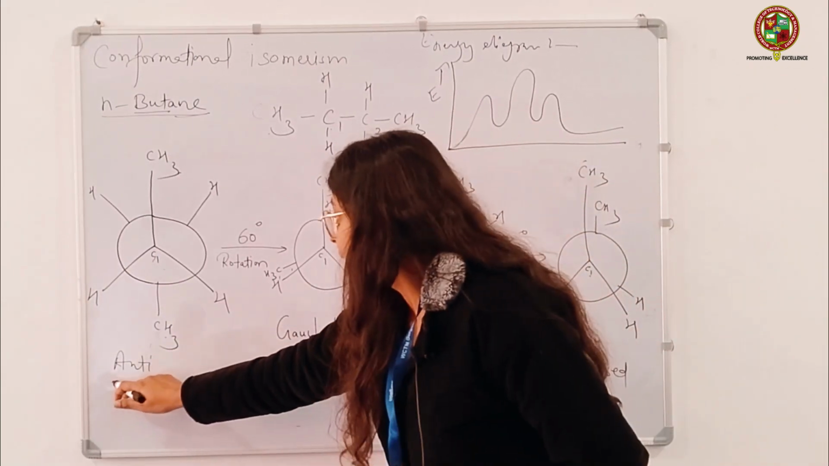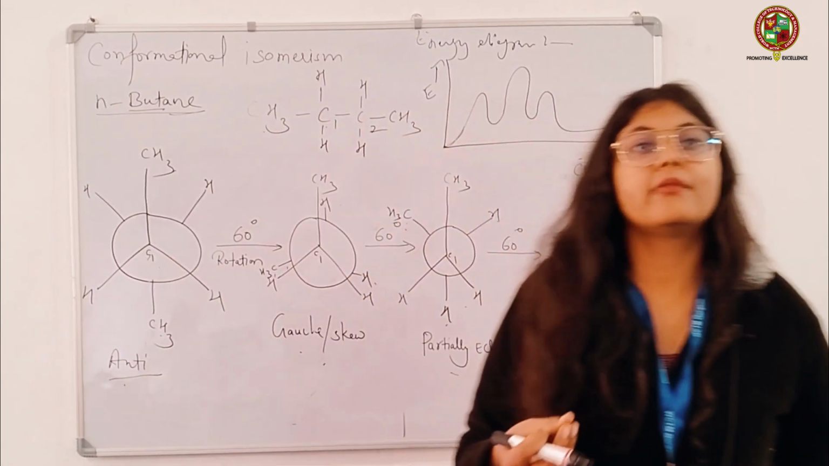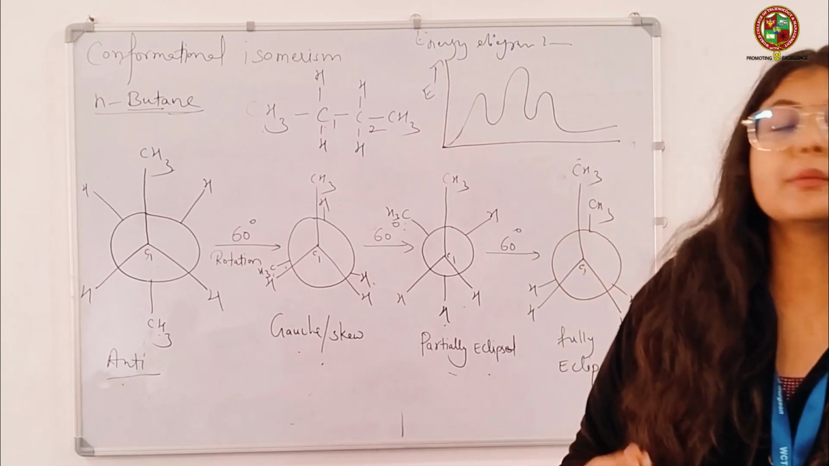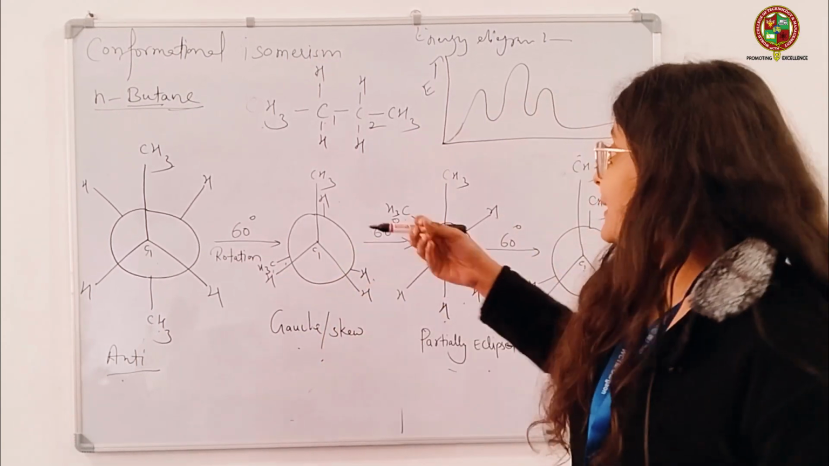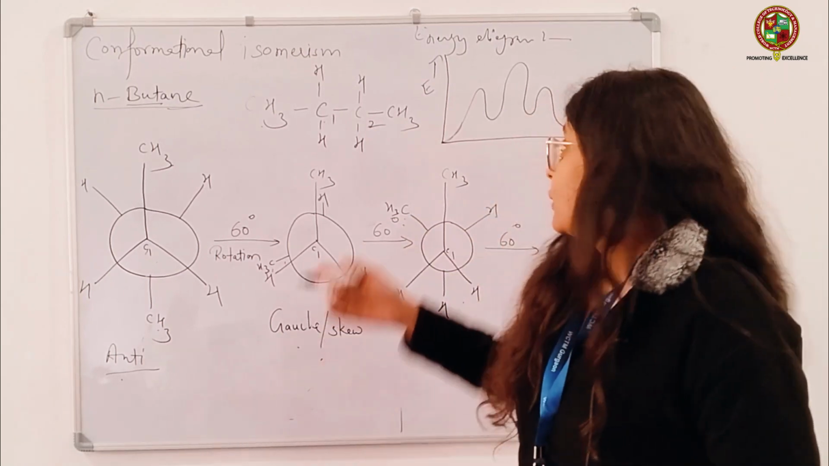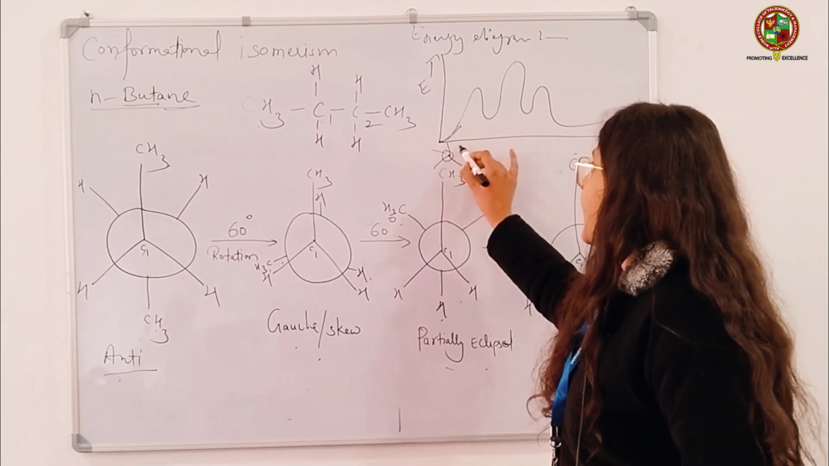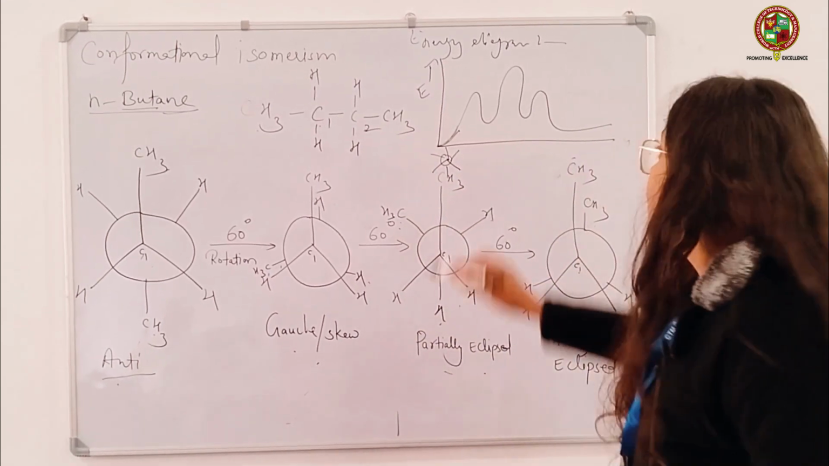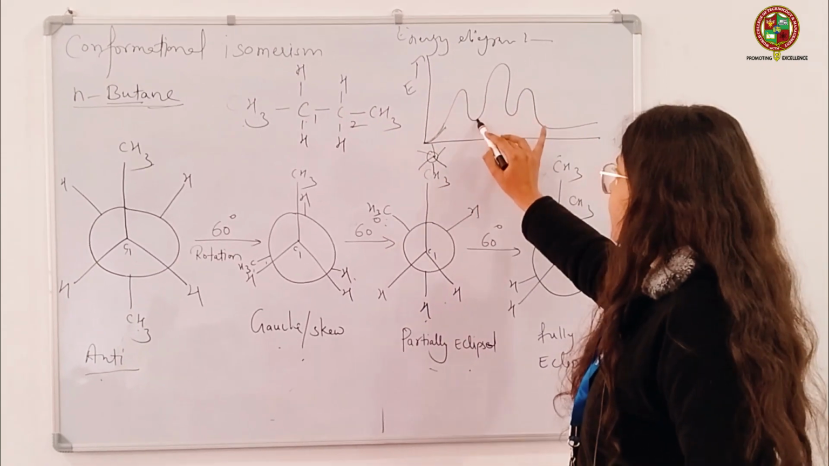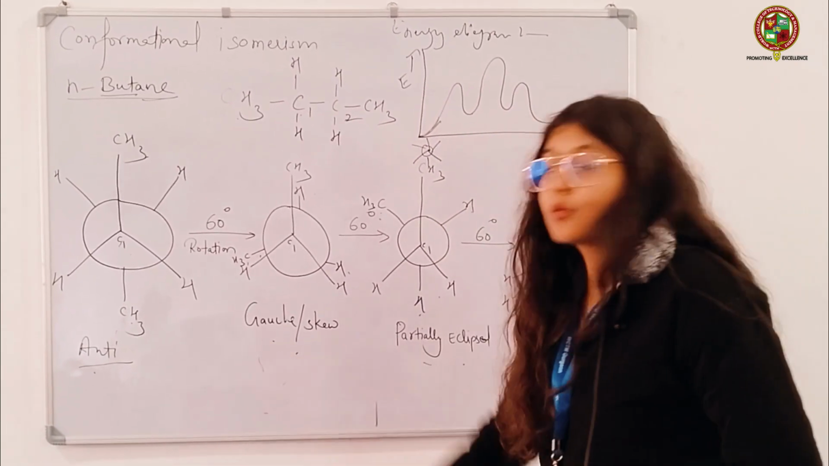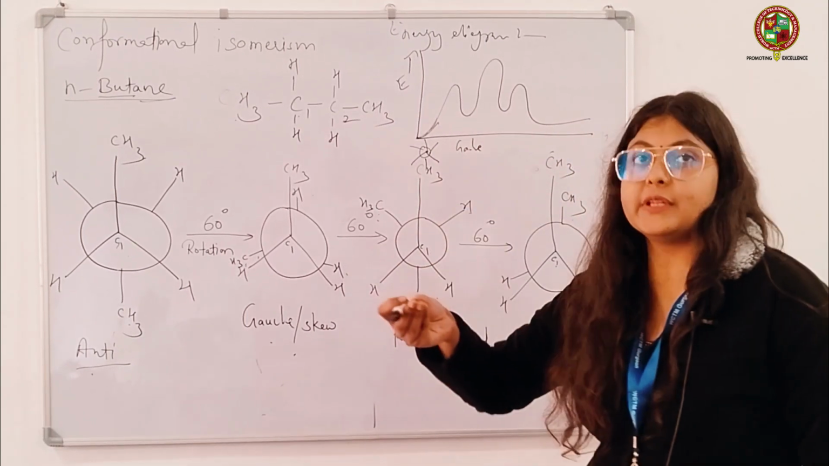As you can see, in the anti-conformation the CH3 groups are far apart, so steric hindrance is very less. That means the structure is already stable, so we need less energy to stabilize it. So we have to draw the anti-conformation here. After that, some more energy is required in gauche or skew. So you can draw gauche and skew here. You have to draw all these.